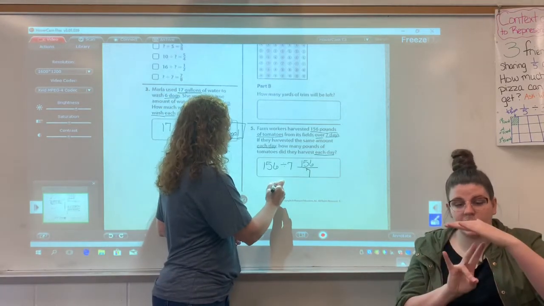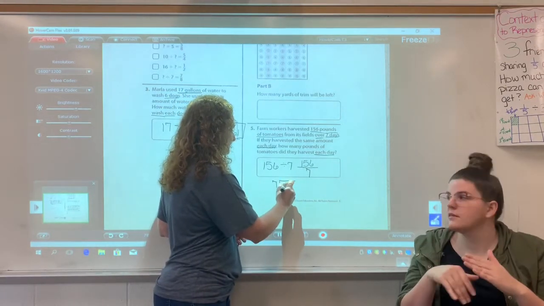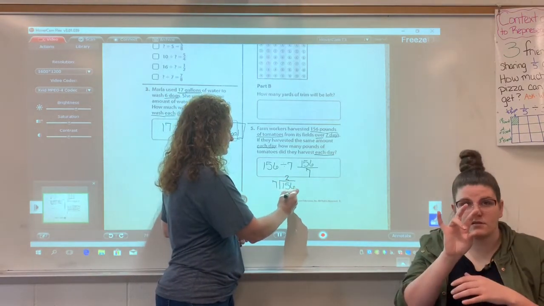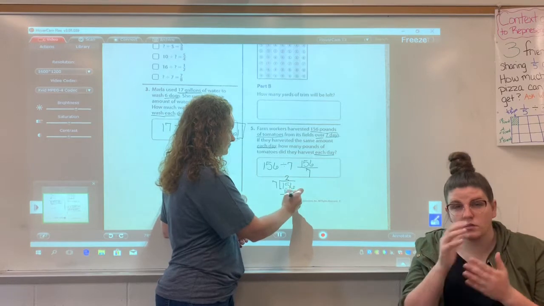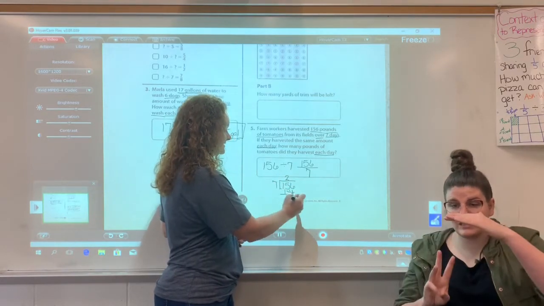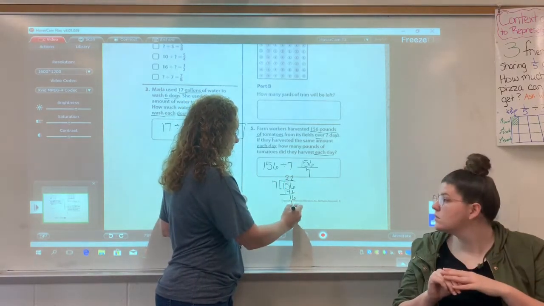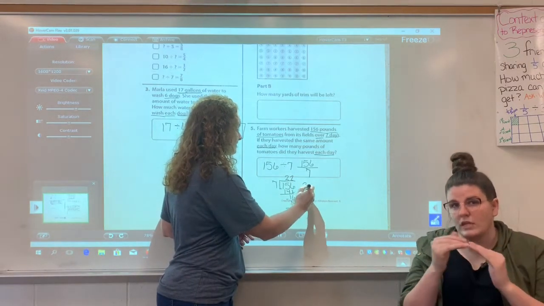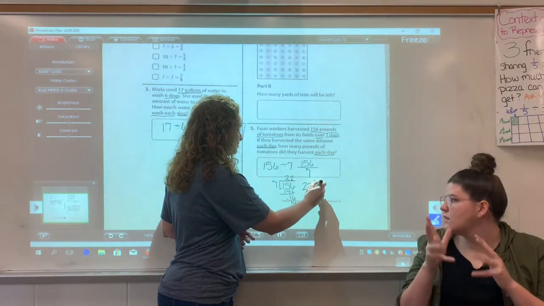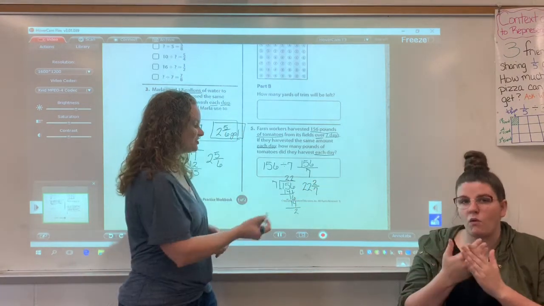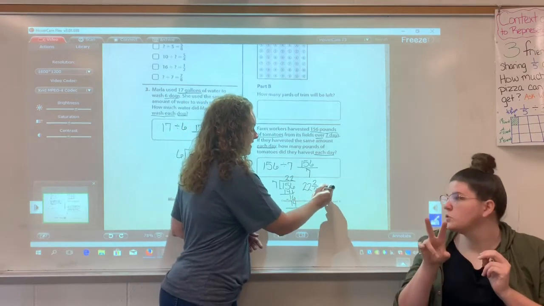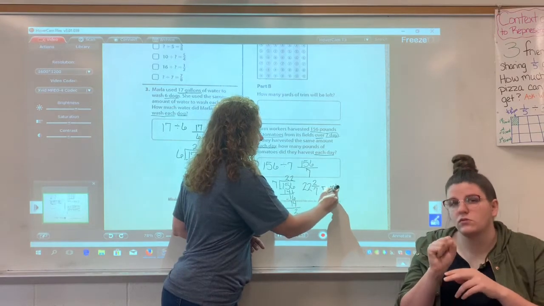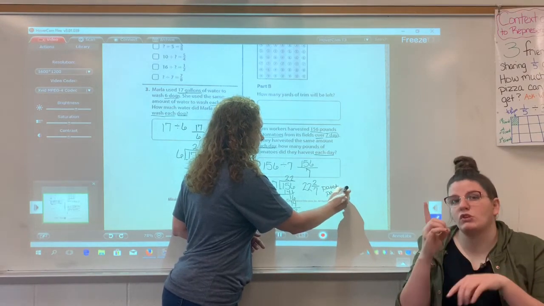We house divide this one, 7 into 156. So 7 goes into 15 2 times, which is 14. Subtract, 1, bring down my 6. 7 into 16, another 2 times, which is 14. Subtract, I have 2. So my whole number is 22 and 2 sevenths. So each day they harvested 22 and 2 sevenths pounds of tomatoes per day.